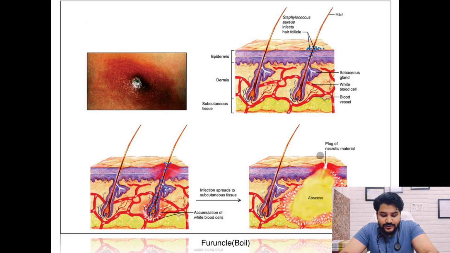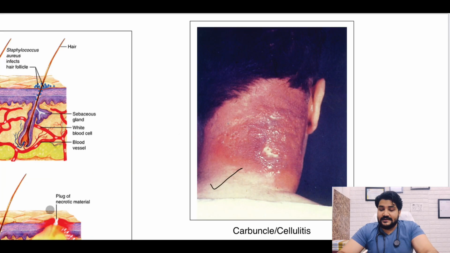They will lead to the formation of an abscess, and the most important point for this abscess is that it will have one peculiar point. Around that point, there will be a collection of pus and necrotic material. So if one boil is there, you call it a boil or furuncle. If so many boils are present at the same point, they will lead to the formation of a carbuncle. And this carbuncle, we call them a cellulitis.